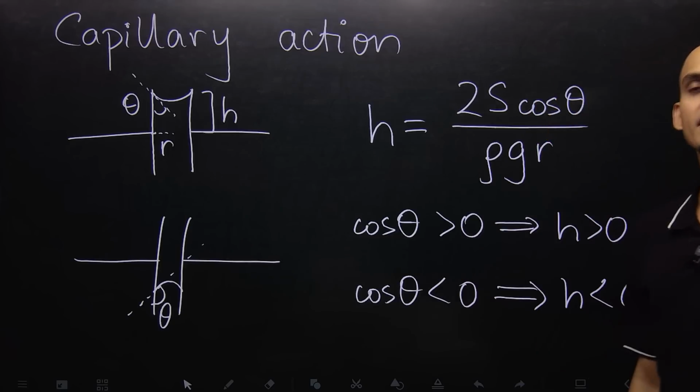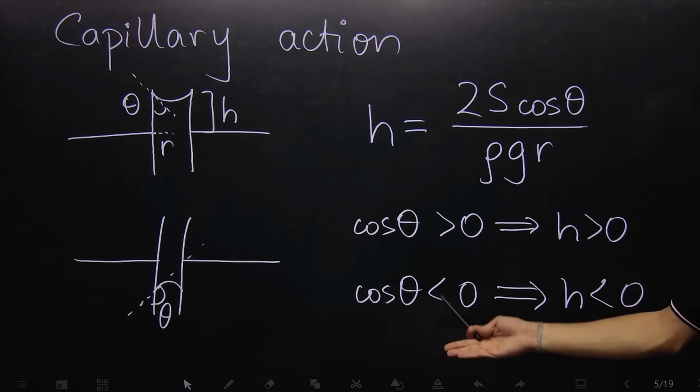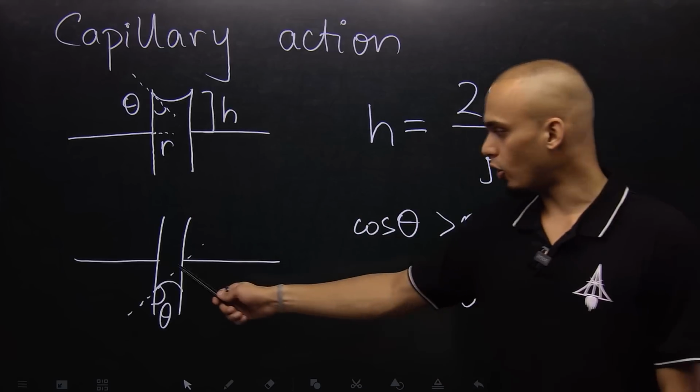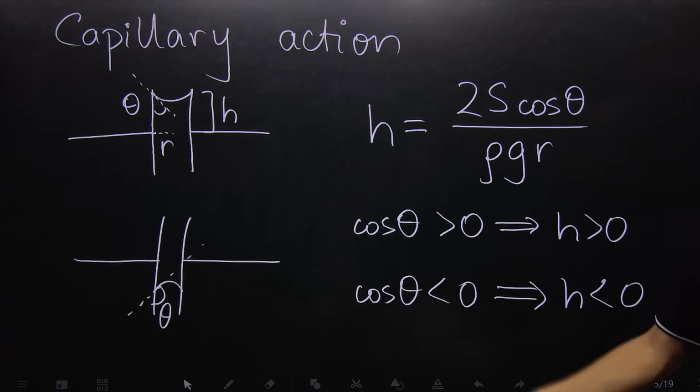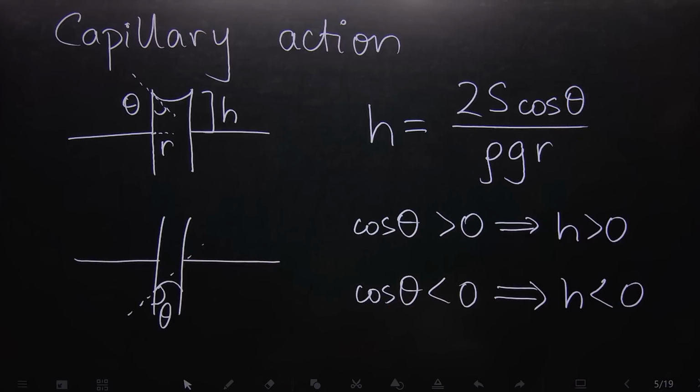We can clearly see if the liquid has a lower meniscus and theta is acute, cos theta will be positive, and hence there will be an increase in height. If the contact angle is an obtuse angle, for an upper meniscus, cos theta will be negative, and the value of h will also be negative, telling us that there is a depression in the level of the fluid.